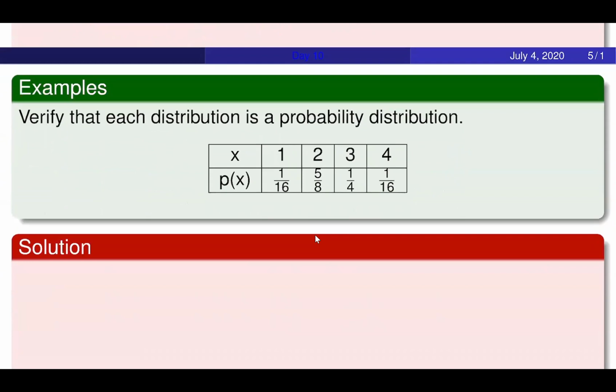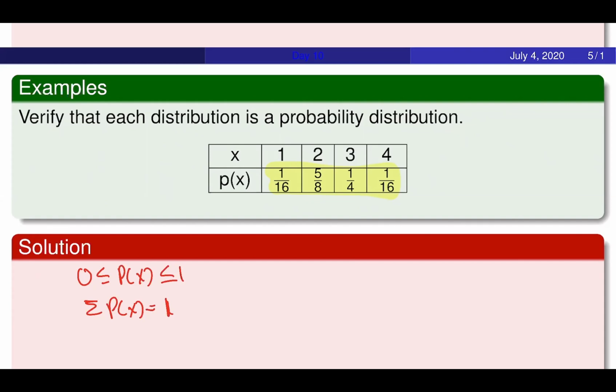So let's do this one. So let's check to see. All right, so let's look at those 4 probabilities. For those 4 probabilities, do we have any that are bigger than 1 or negative? No.